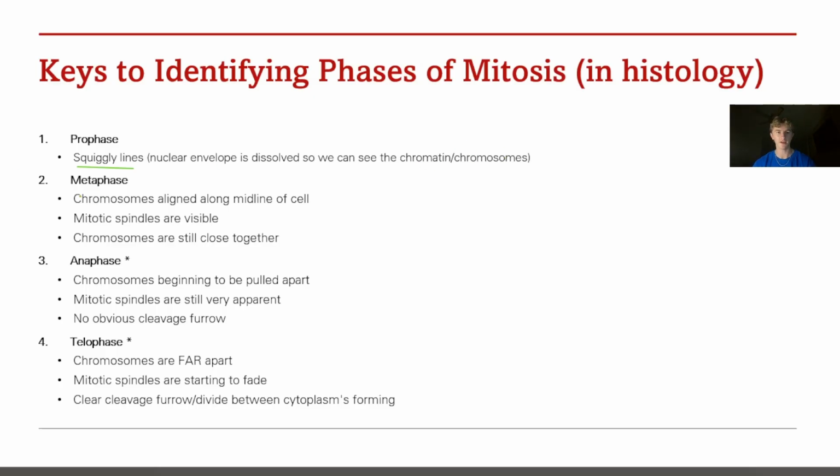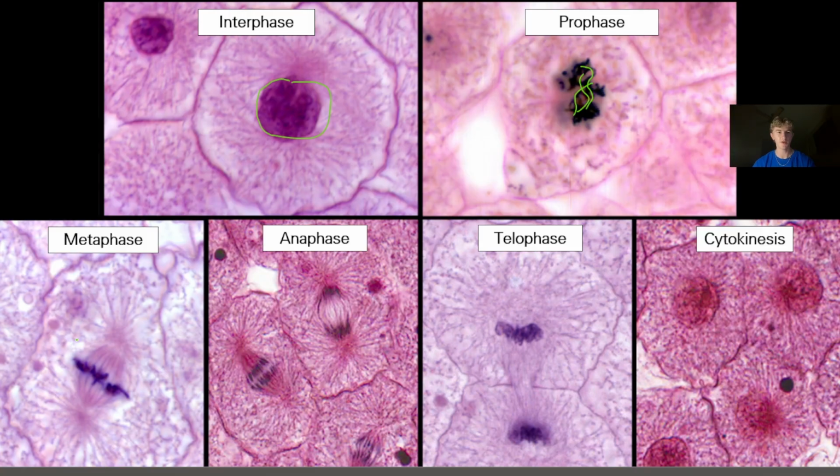Next, for metaphase, we have a few more criteria that we're going to have to look at. So we first want to see the chromosomes aligned along the midline of the cell. This is going to be pretty unique to metaphase. Sometimes you can see this in very early anaphase if the chromosomes haven't been pulled apart very much, but a pretty sure sign to identify metaphase, again, is that we have these chromosomes lined up and touching on the midline.